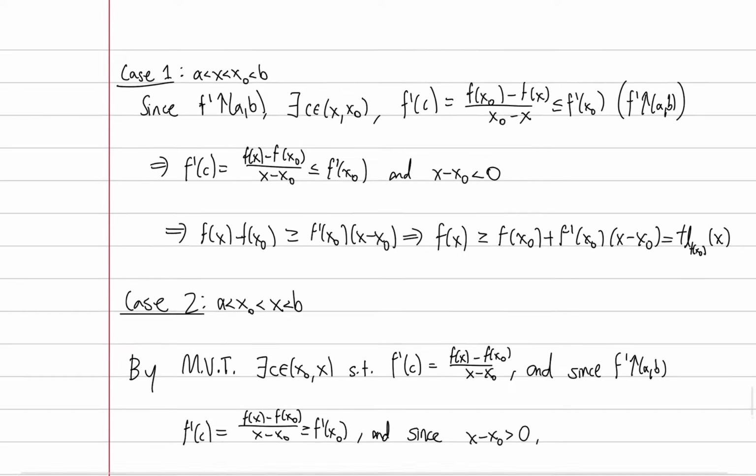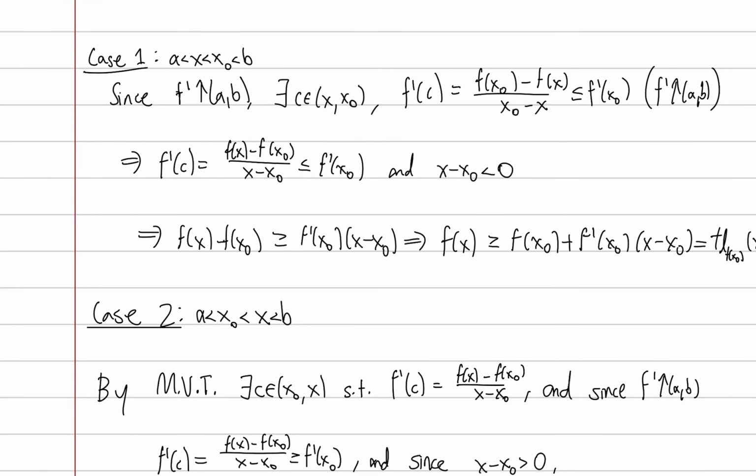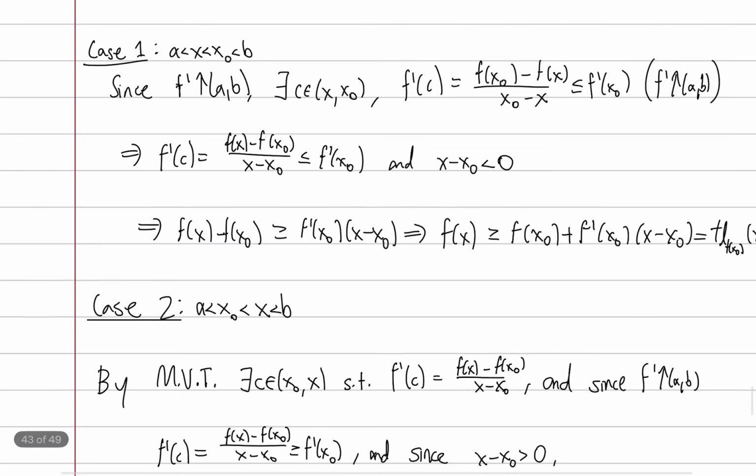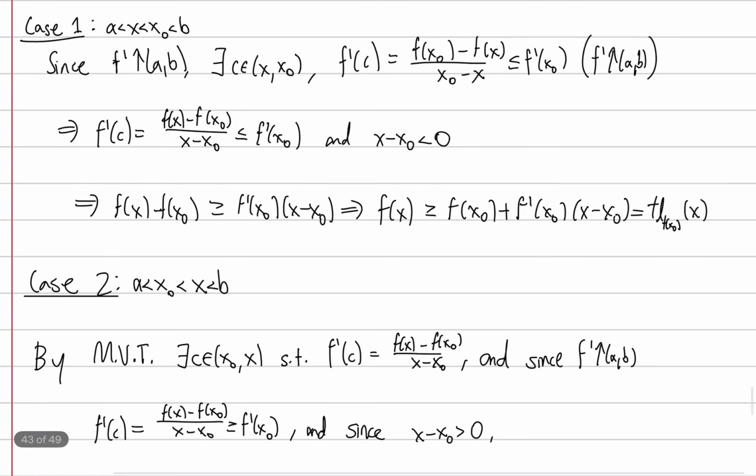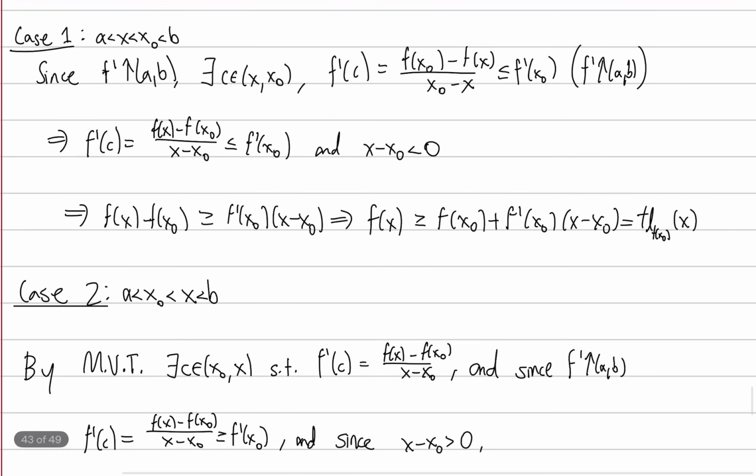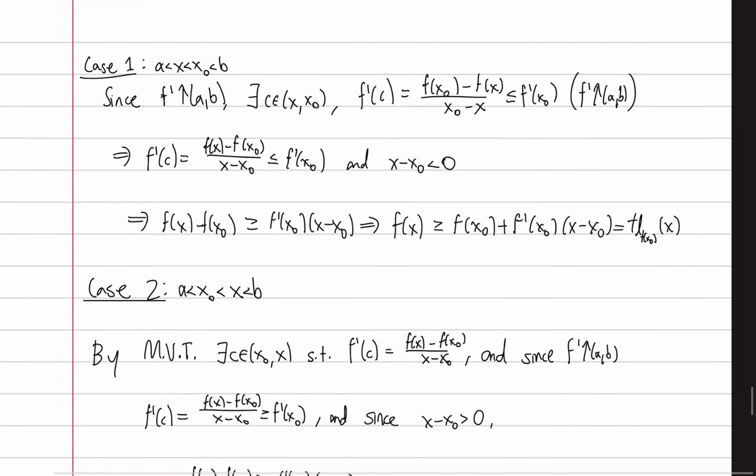So we're going to write f prime of c has to be equal to that, which is less than or equal to f prime of x naught. But we know x minus x naught is less than 0, because we said x is less than x naught. So since this is true, we can multiply by x minus x naught, and we swap the direction of the inequality because we're multiplying by a negative number. Isolating f of x, we get f of x is greater than or equal to f of x naught plus f prime of x naught times x minus x naught. But remember, this is just the tangent line to the graph of f at x naught evaluated at x.